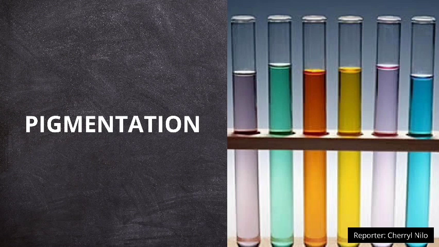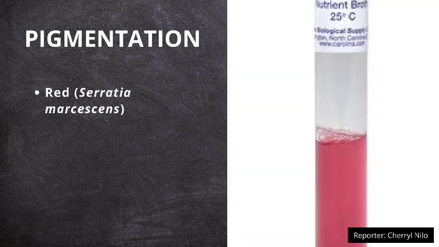Under the pigmentation, we have red. If the bacteria are grown at a temperature in which the enzymes responsible for synthesis of prodigiosin are produced, the pigment will be present and the bacteria will appear red in color. Example to this would be Serratia marcescens.